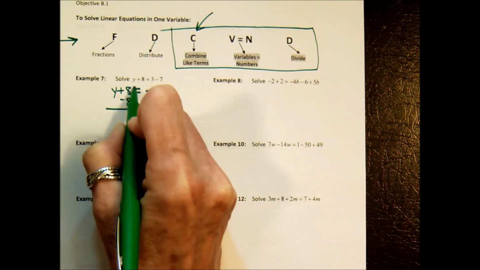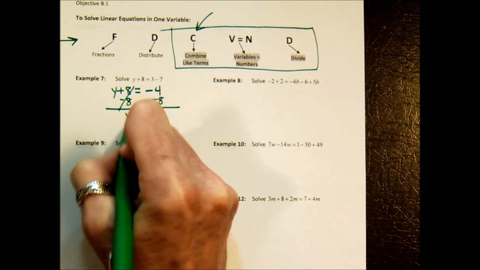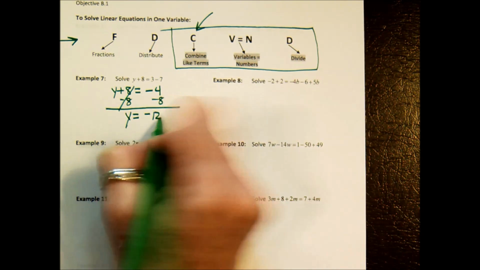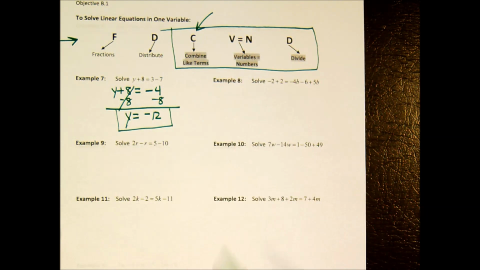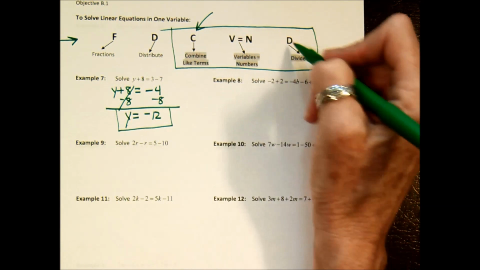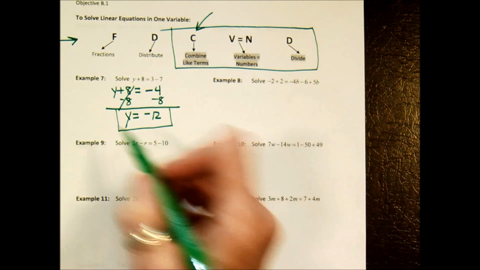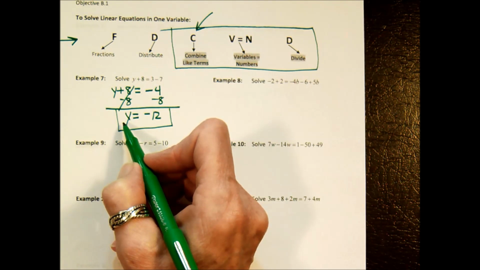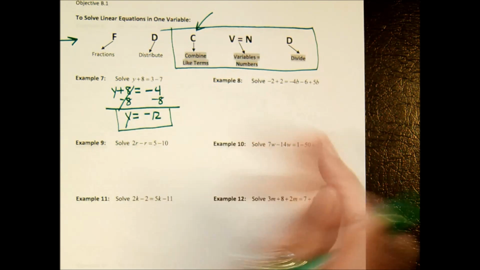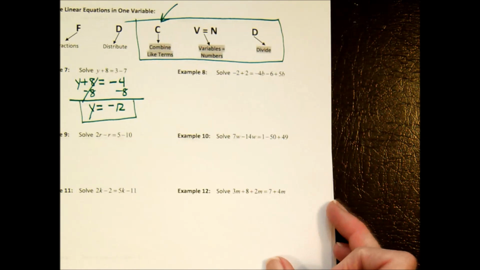That makes a 0, and I end up with y equals negative 12. You're going to have to be sure you know those rules of adding and subtracting integers. I didn't need to divide on this one because there wasn't a coefficient in front of the y. There wasn't a number in front of the y. It was already a 1, so we were finished. Let's look at the next one.